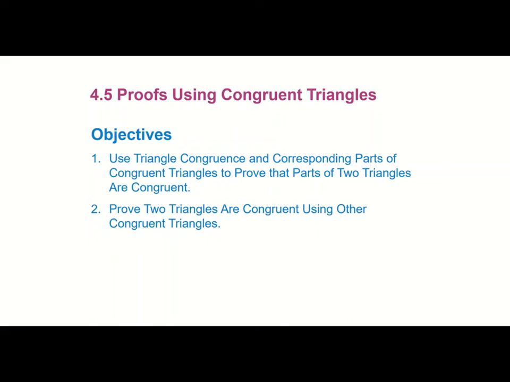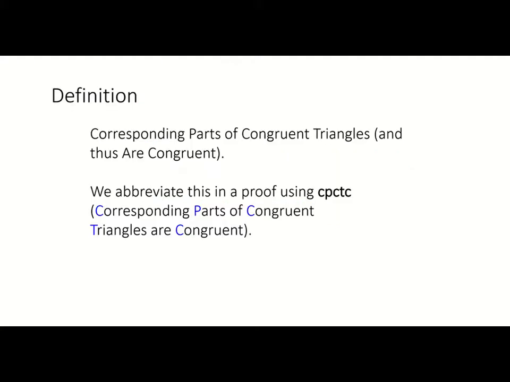Hi everybody, this is section 4.5 for our Math 211 class, Geometry, and we are going to look at proofs using congruent triangles in this section. In the last few sections, we have been proving triangles are congruent through either side, side, side, side, angle, side, angle, angle, side, or angle, side, angle. Now we're going to use congruent triangles to prove parts of a triangle congruent.